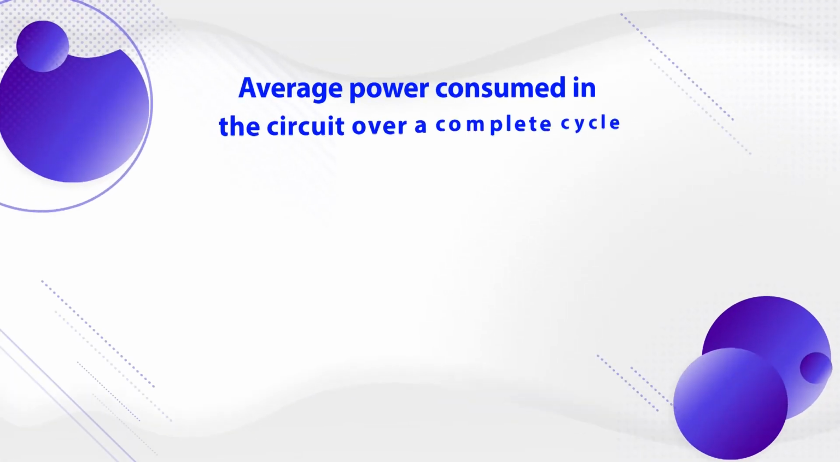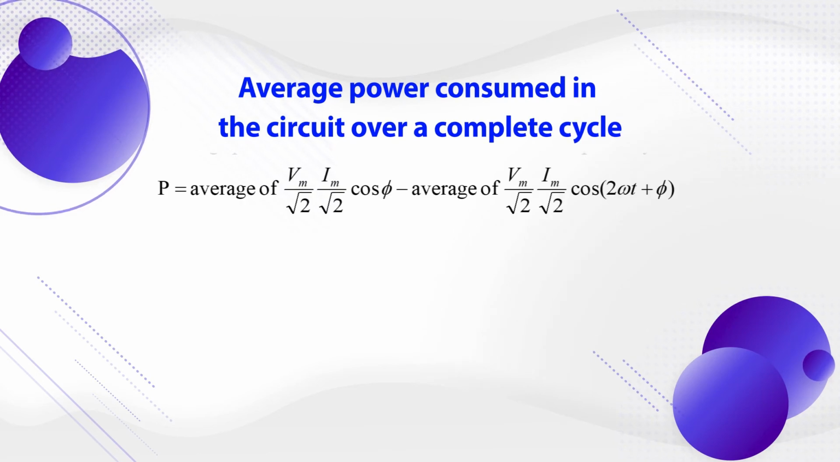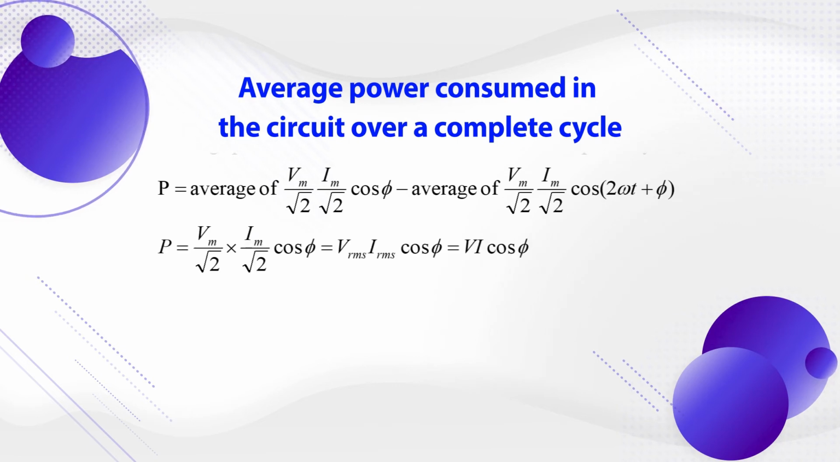So the average power consumed in the circuit over a complete cycle, P, can be written as the average of Vm upon root 2 into Im upon root 2 cos phi minus the average of Vm upon root 2 into Im upon root 2 cos(2 omega t plus phi). So this final expression P can be written as Vm upon root 2 into Im upon root 2 into cos phi. What is this Vm upon root 2 into Im upon root 2 basically? This is the value of RMS voltage and RMS current. So P can be written as Vrms into Irms into cos phi.